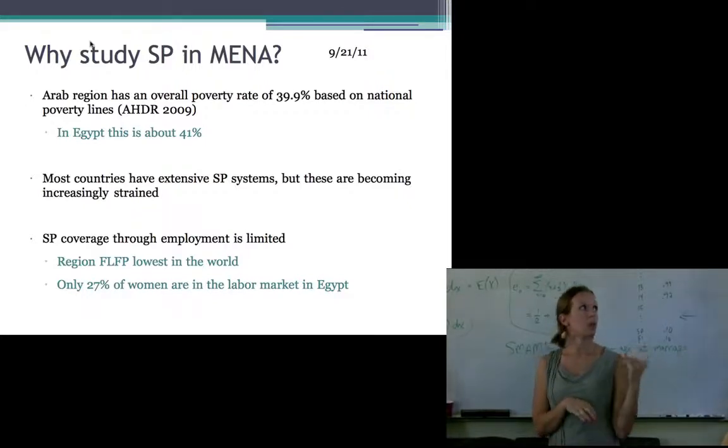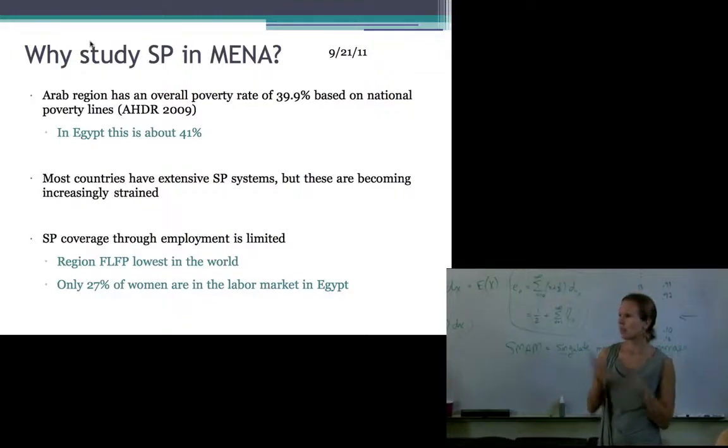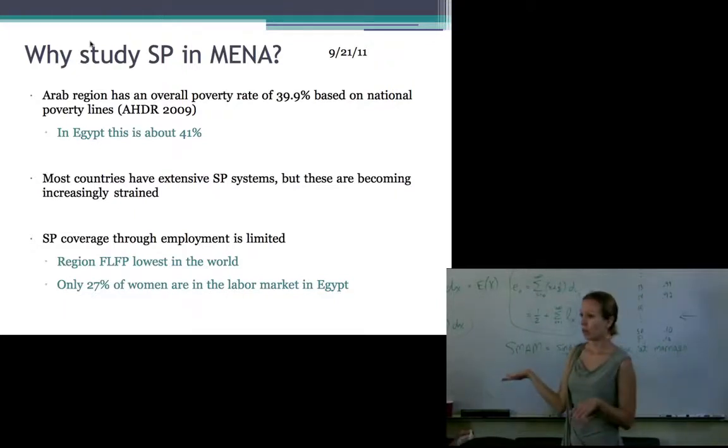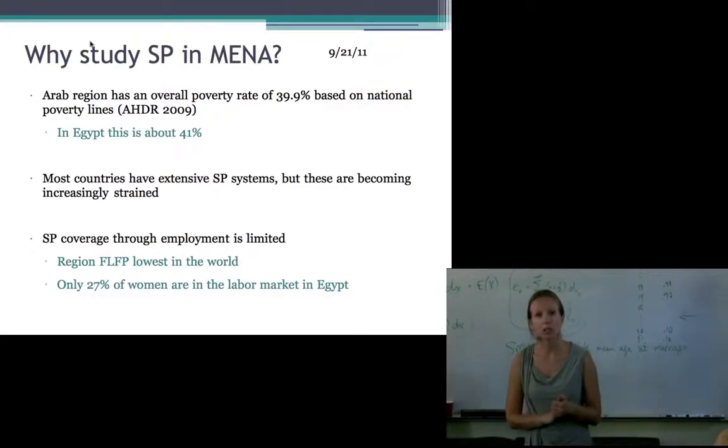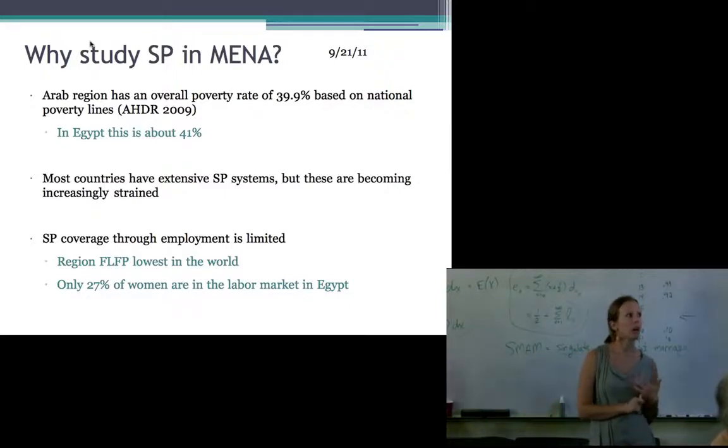Some of the reasons why we're interested in looking at this is that the poverty rate in the Arab region is really quite high. It's 40% based on national poverty lines. This obviously varies quite a lot across the region. We have a number of very wealthy countries and a number of very poor ones. Egypt is on the poorer end. The poverty rate is about 41%.